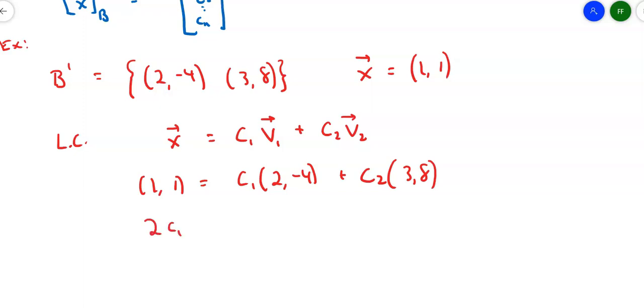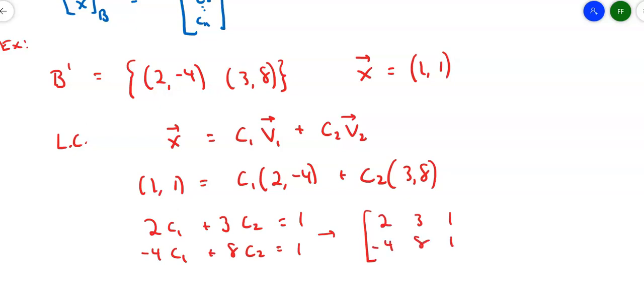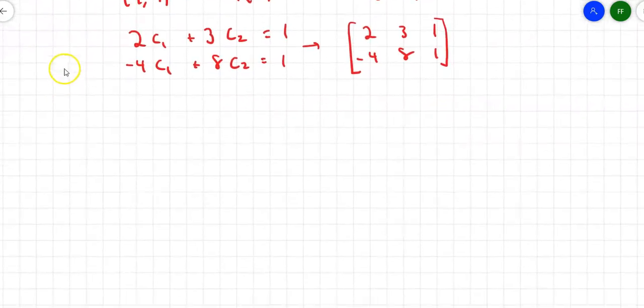So 2 times c sub 1 plus 3 times c sub 2 is 1, and -4 times c sub 1 plus 8 times c sub 2 is equal to 1. All right, set this up in an augmented matrix. I end up with 2, 3, 1, -4, 8, 1. All right, you notice I could have taken the vectors in the basis and dropped them down the columns and then put the coordinates of the other vector on the other side.